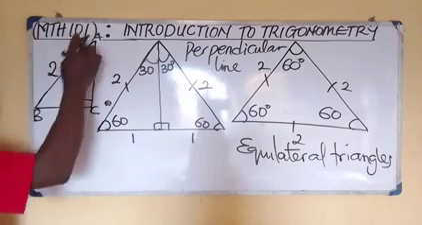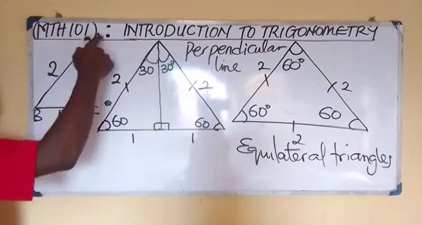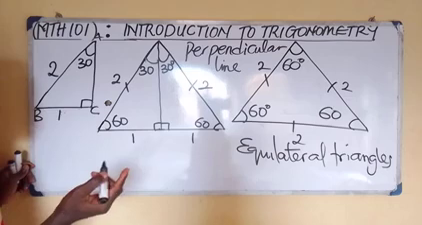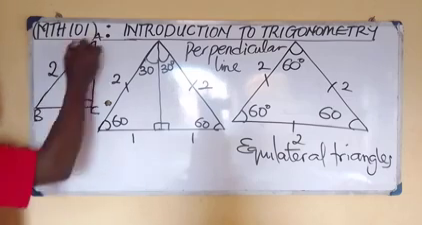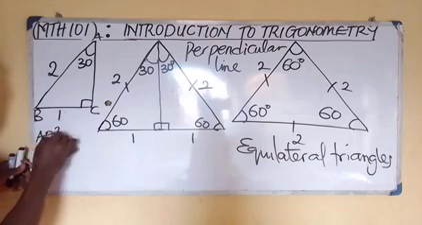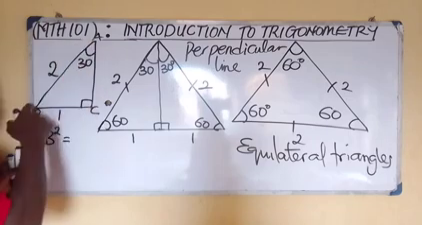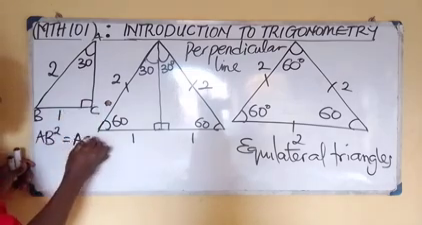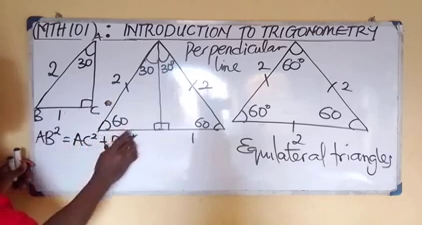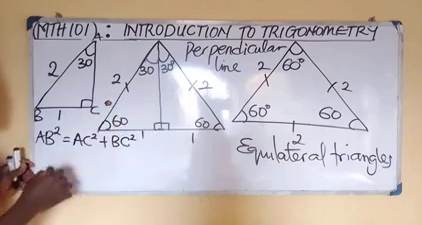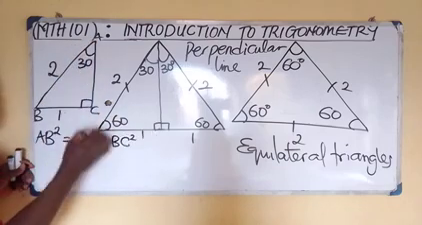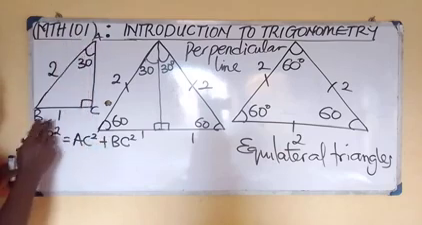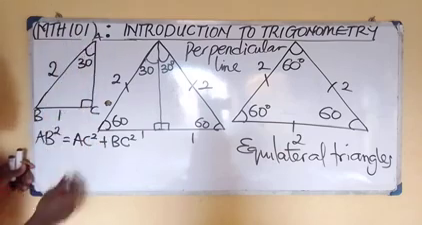So from what I have now, I'll label this place A, B, and what? C. Alright, you can observe that we have AB, we don't have AC, but we have what? BC. But according to Pythagoras theorem, which states that the square of the hypotenuse, which is AB squared, is the sum of the squares of the other two sides, which means AC squared plus BC squared. So AB squared equals BC squared plus AC squared.